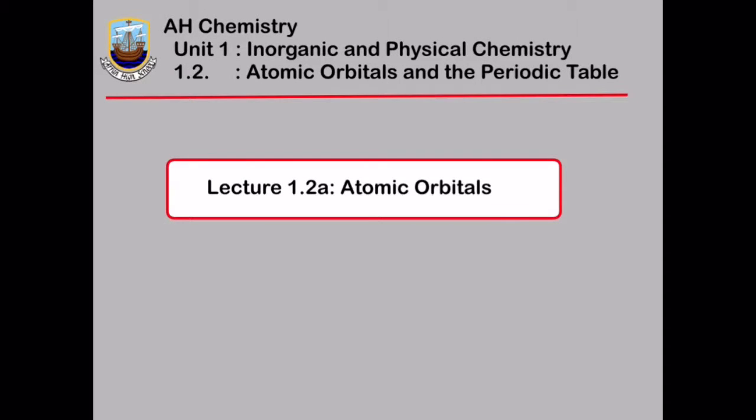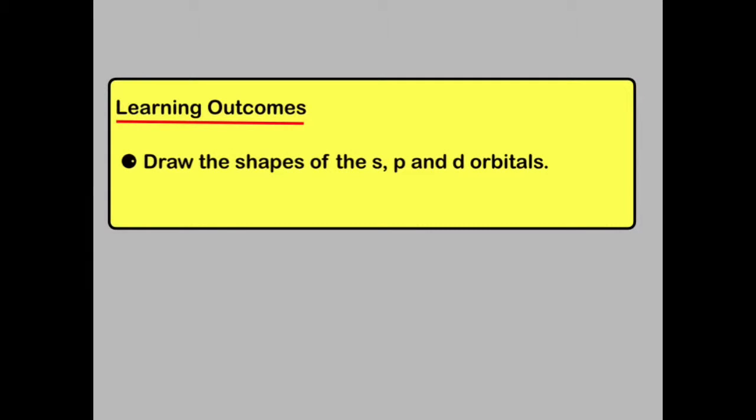In this lecture, we're going to talk about atomic orbitals. By the end of this lecture, you should be able to draw the shapes of the s, p, and the d orbitals.